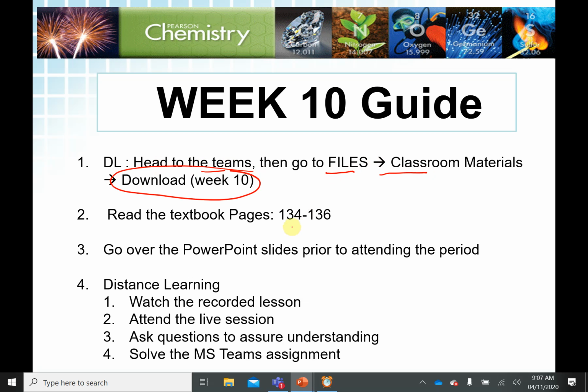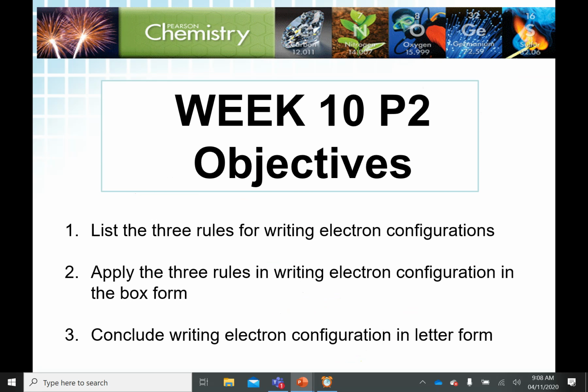Please read the textbook, pages 134 to 136, and go over the PowerPoint slides prior to attending the live session. So watch the recorded lesson, attend the live session, ask questions to assure understanding, and then solve the assignment. Do not solve the assignment unless you are 100% sure you understand the lesson.